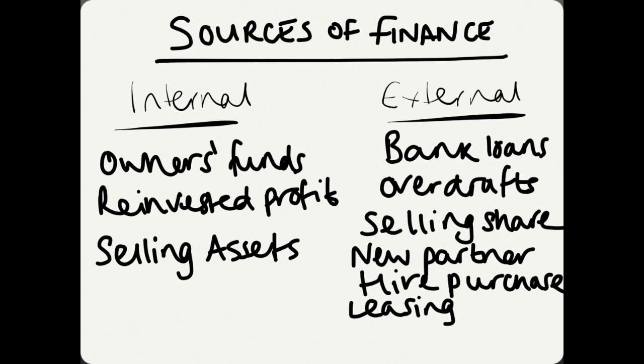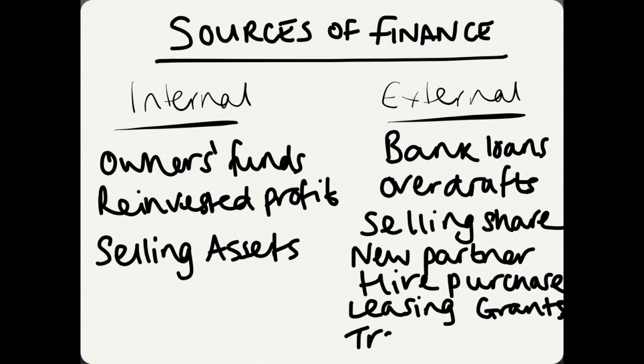Government grants. Now, grants are sums of money that don't have to be paid back, but they're only given under certain conditions. So you have to employ a certain number of people or have to be environmentally friendly in some way, and you might be able to get a grant from the government.